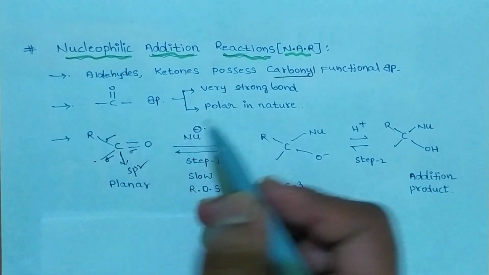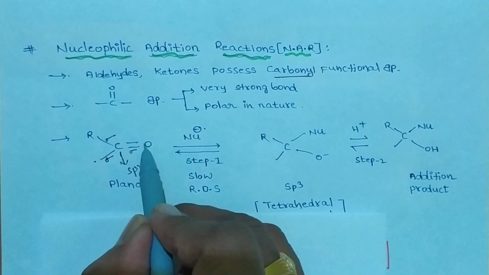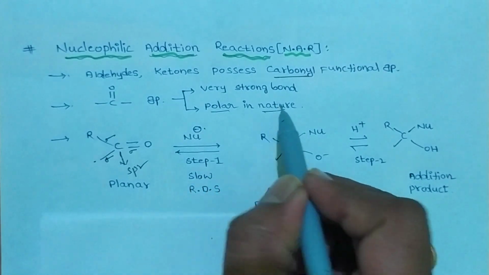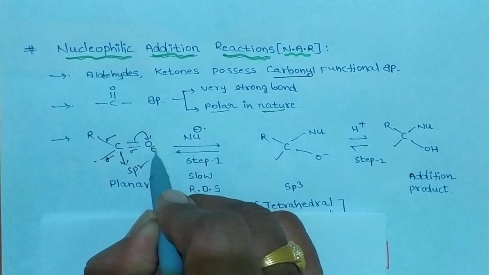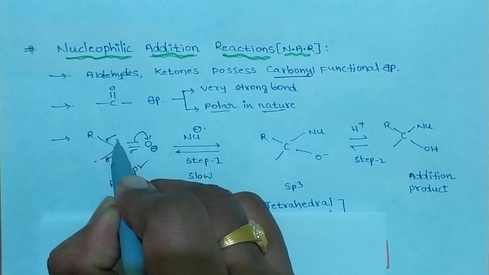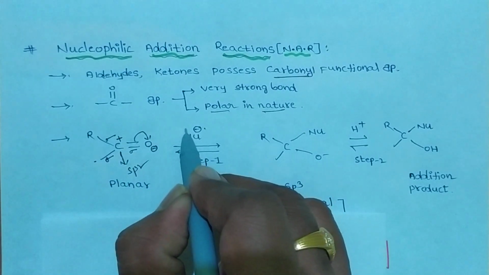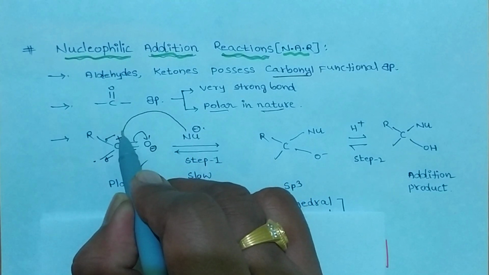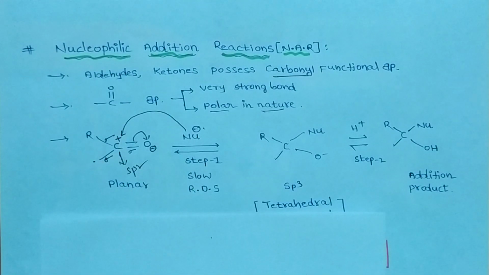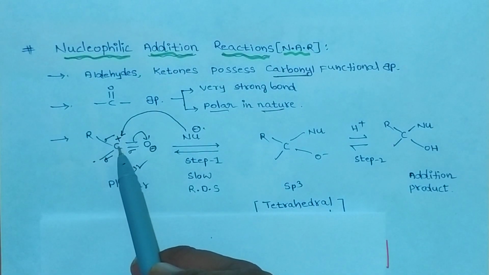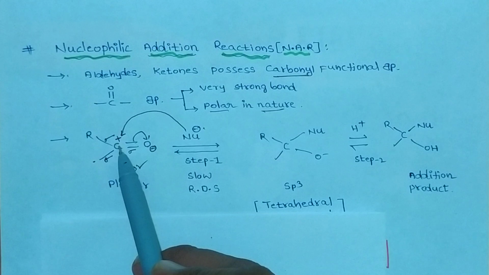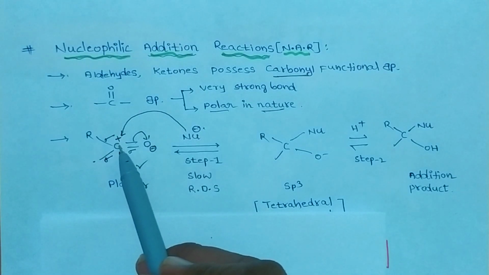This oxygen is more electronegative, so the CO group is polar in nature. Polar in nature means this oxygen is taking the electron from this carbon, then the carbon has a positive center. Therefore the nucleophile attacks this electron deficient center. A nucleophile always needs an electron deficient center.